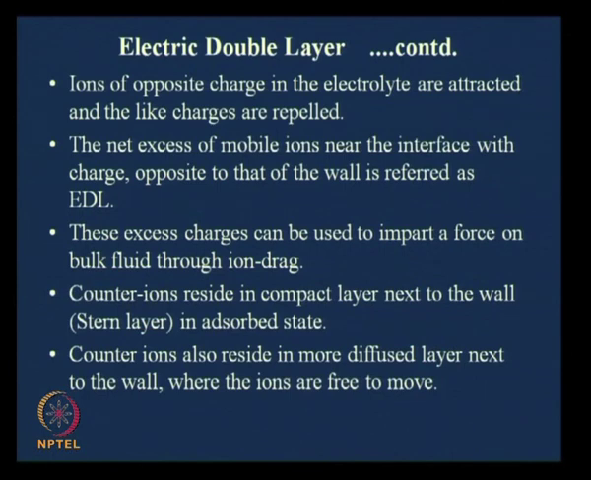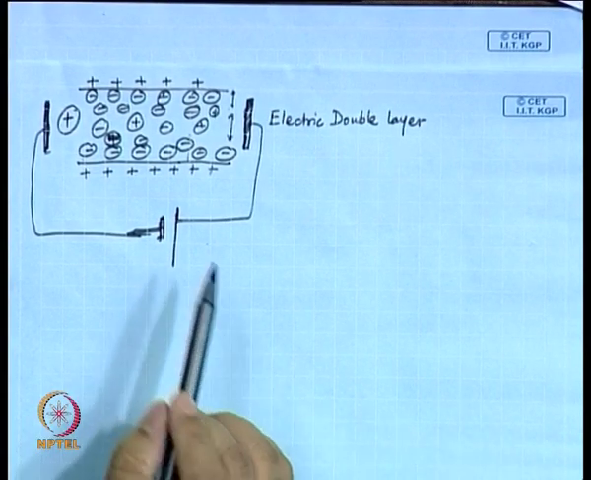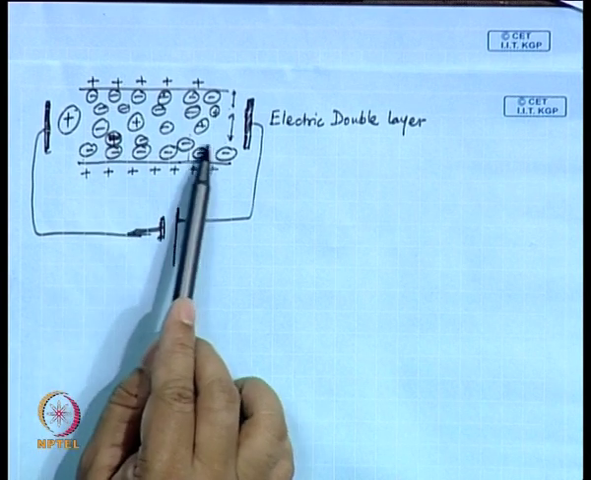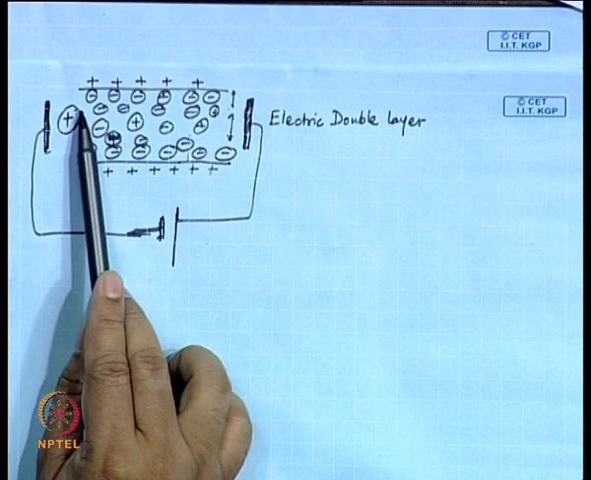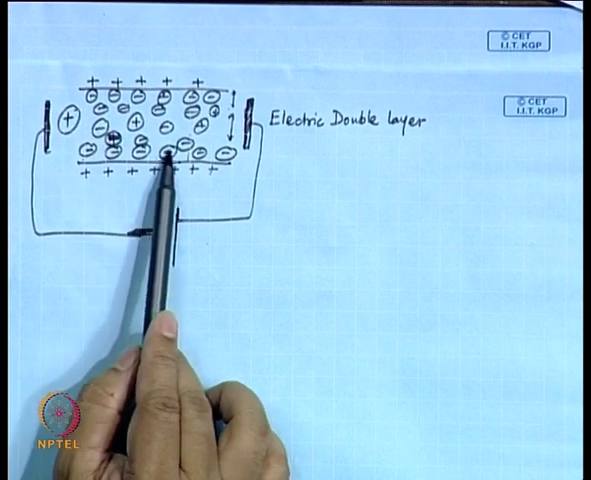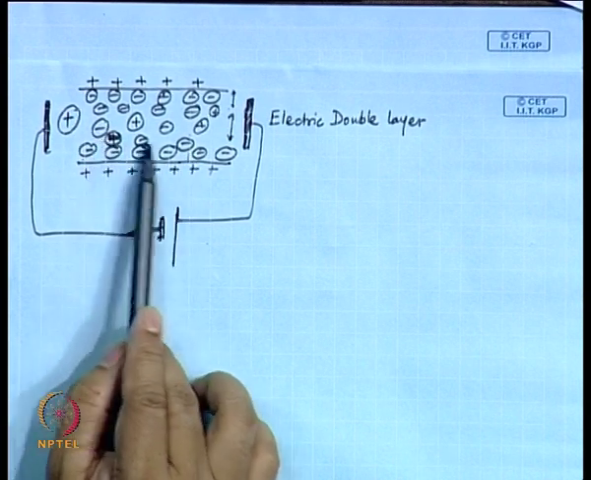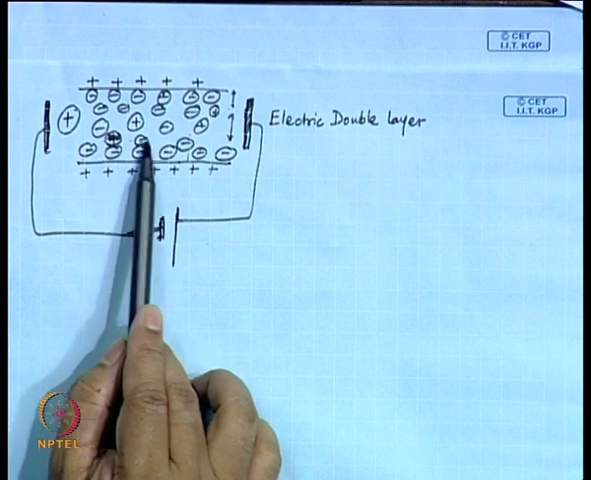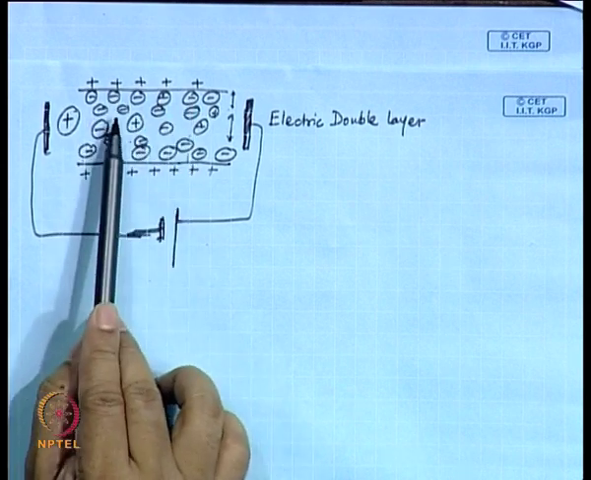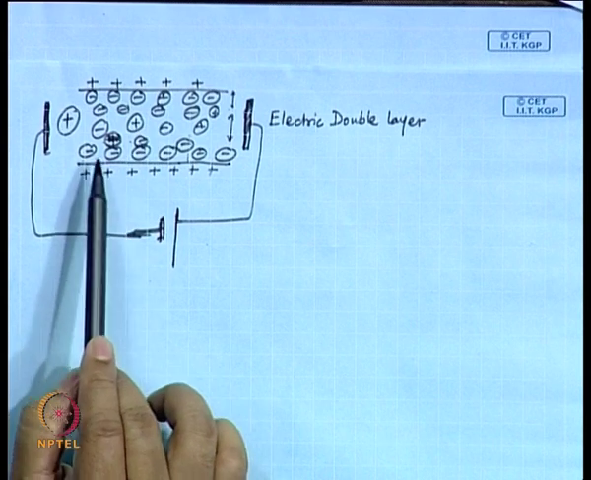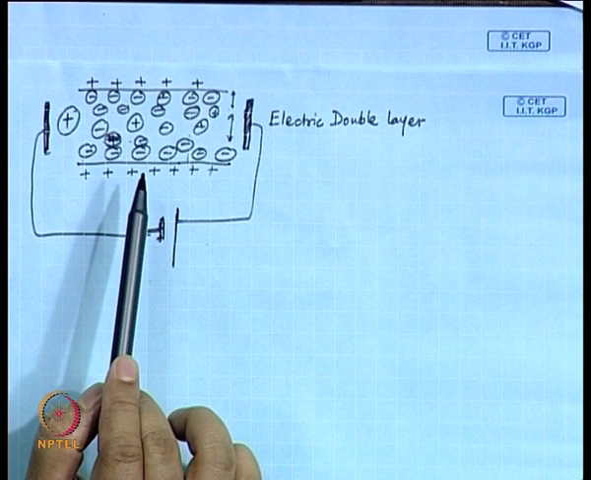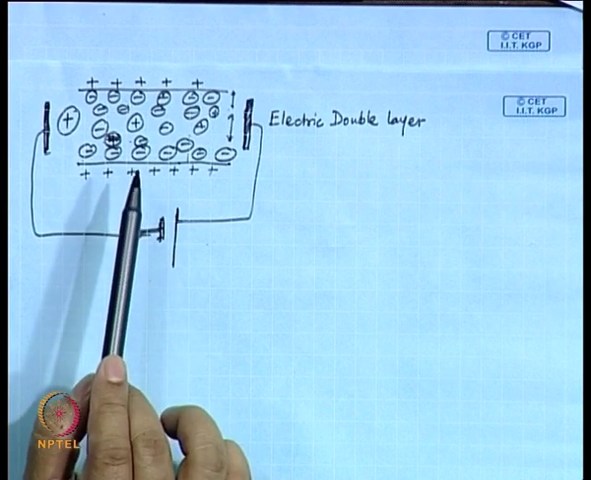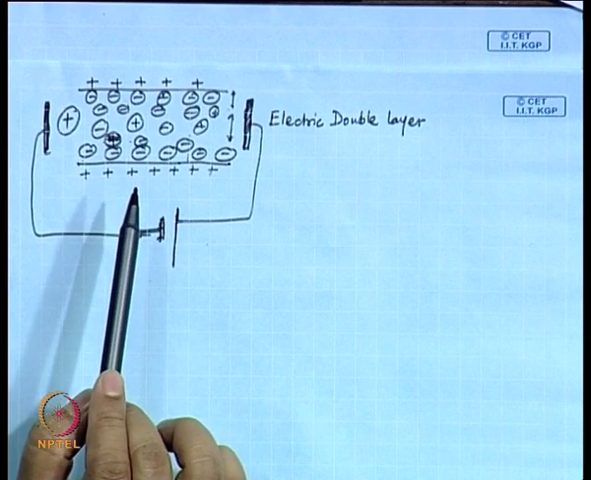So, now if I look at what I have drawn here on this page, what we are saying is that these negative charges will be pulled towards one electrode, and while this pulling is happening, there will be a force on the bulk fluid through ion drag.